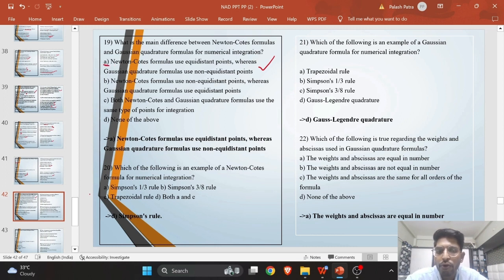Now we move on to question number 20. The question says, which of the following is an example of Newton-Cotes numerical integration? As we have already seen, Simpson's rules is the option over here. So options A and B both can be true. Both A and C. So Simpson's rules is the example. So the D option, Simpson's rules, is correct over here.